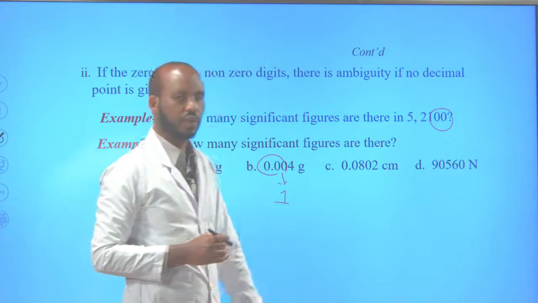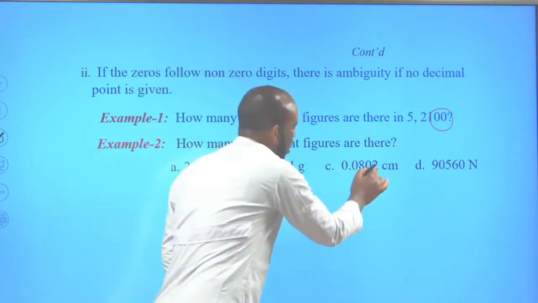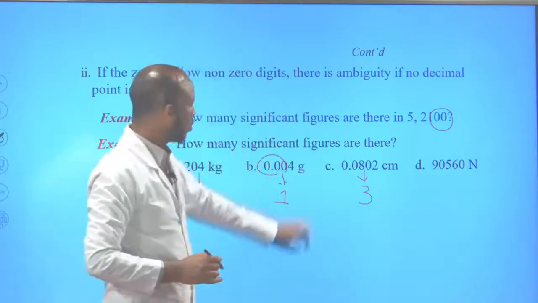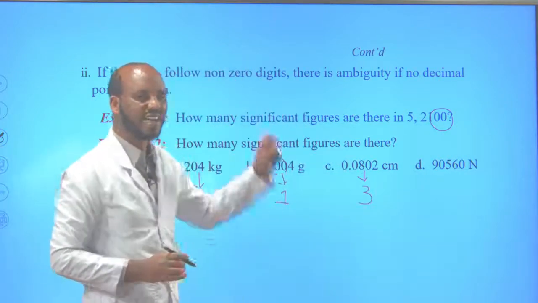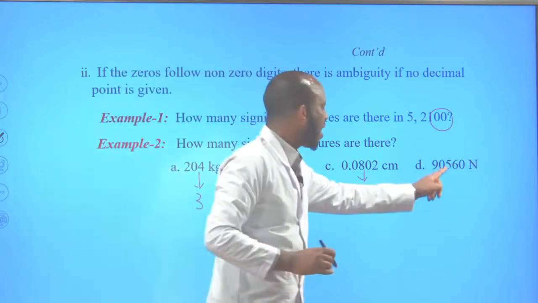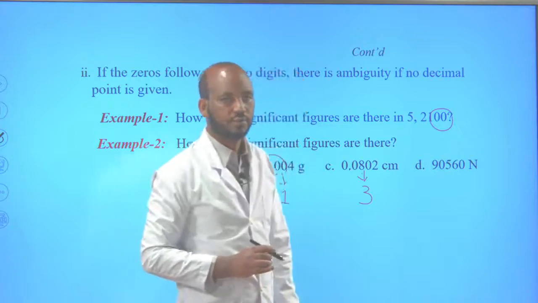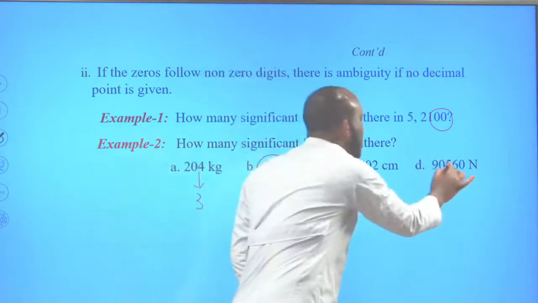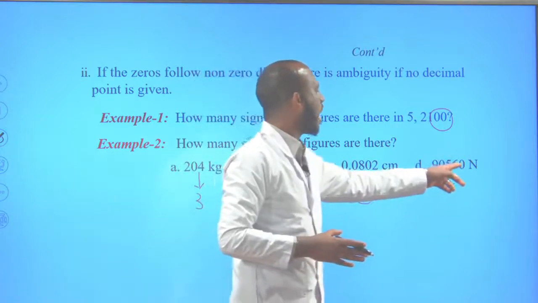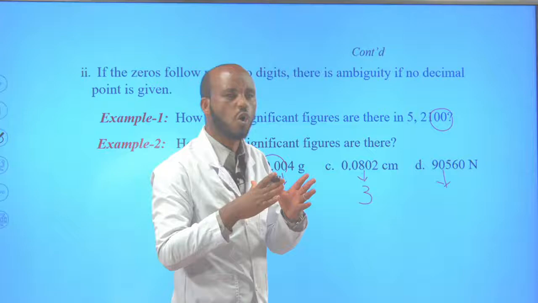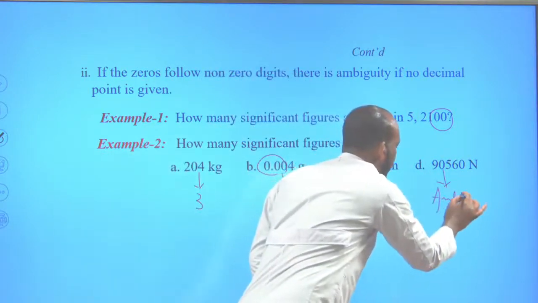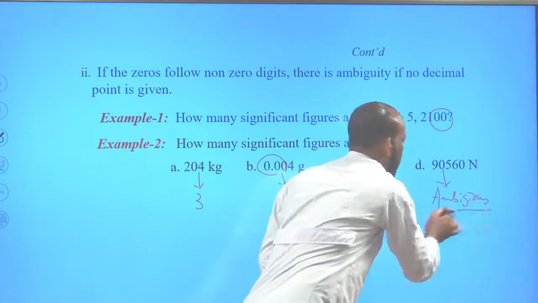0.0802 centimeter. This number has three significant figures. These zeros are not significant because they are not preceded by non-zero digits. 90560 Newton. This is ambiguous. As we said, final zeros are always ambiguous if there is no decimal point.